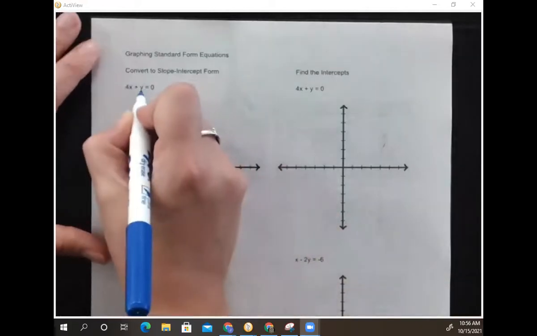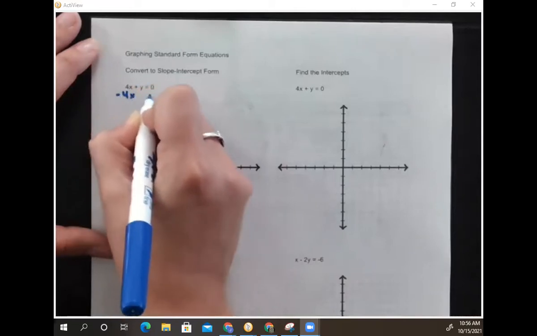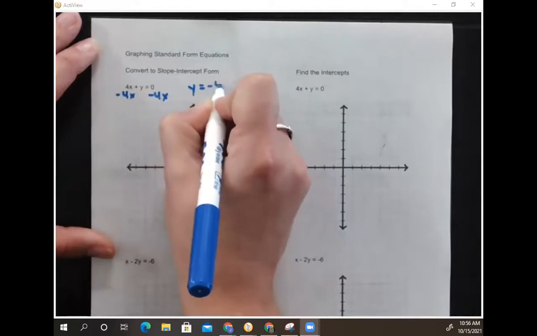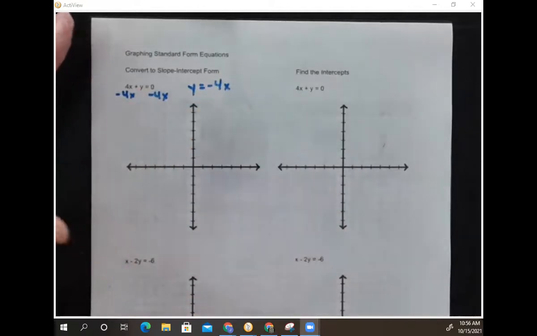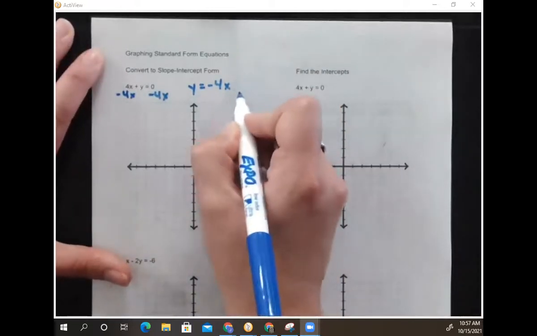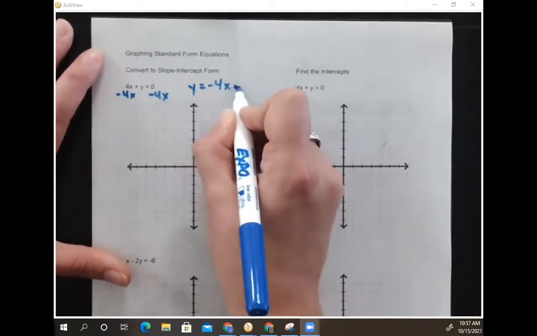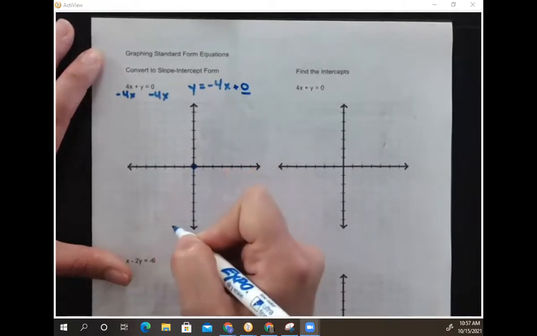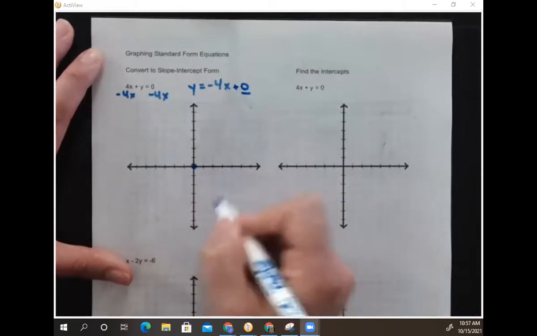Okay. So remember, for slope-intercept form, I want y by itself. So I'm going to move the 4x to the other side. This would give me y equals negative 4x. What's my y-intercept here? Yeah, I'm used to seeing some number here at the end, and that's my y-intercept. If I don't see anything, then it's 0. So my y-intercept is 0 here, and my slope is negative 4.